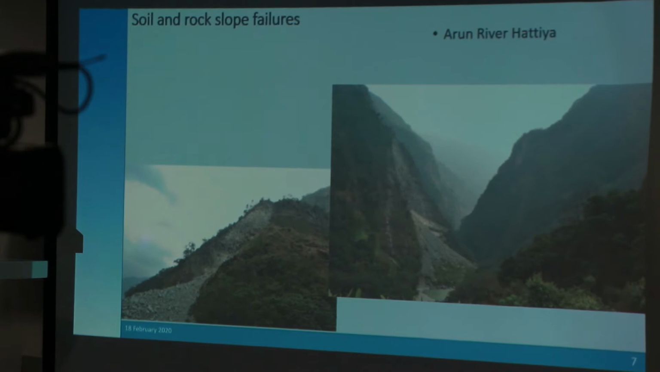Similarly, this is also in the Arun River. The previous one was a mix of rock and soil slope. The failure started at 3200 meter elevation, and the failure happened in June. That means before the rainfall.